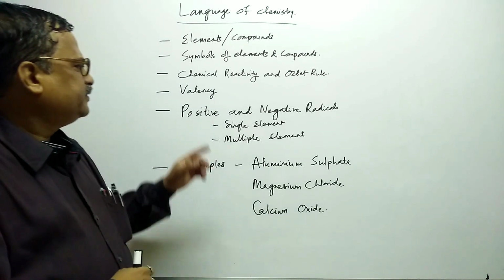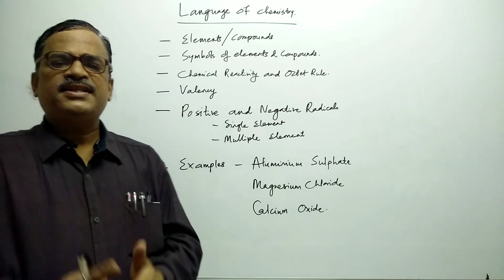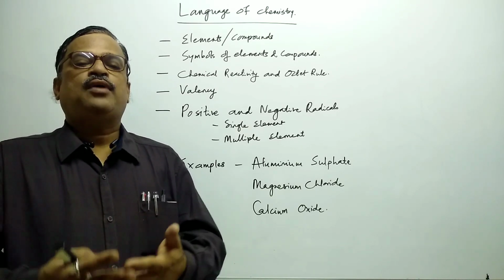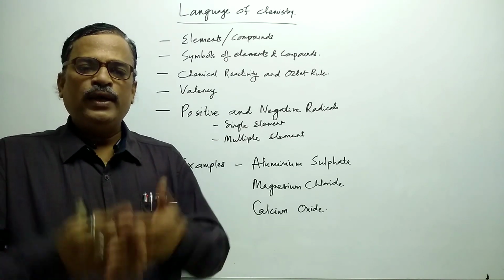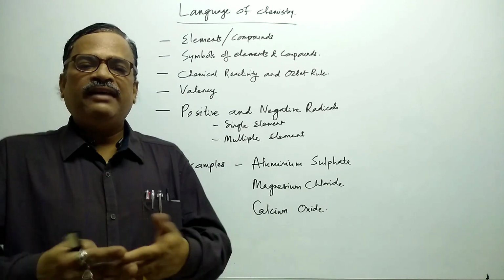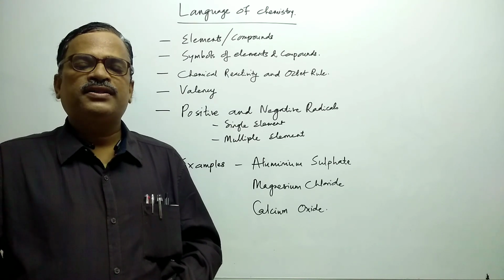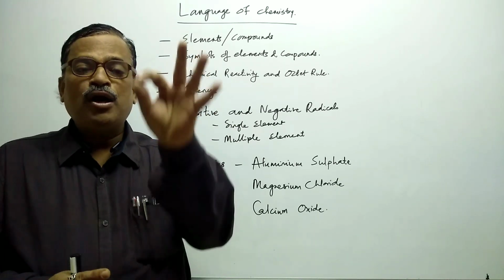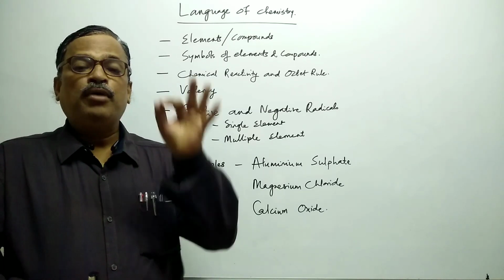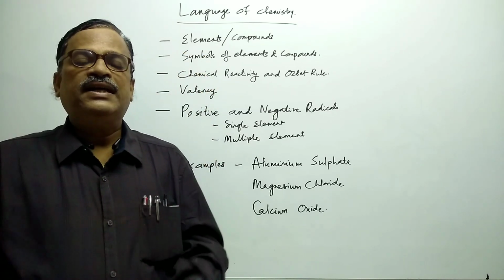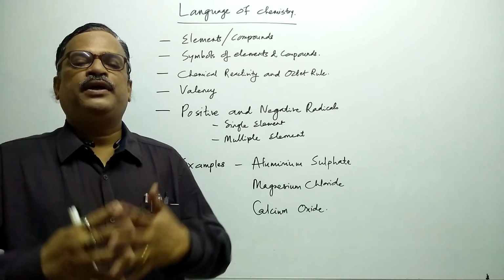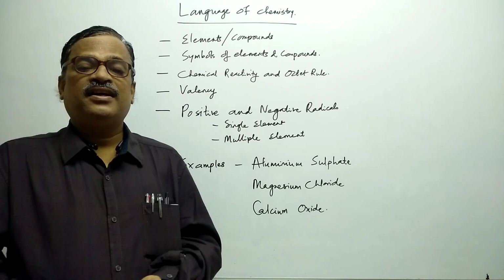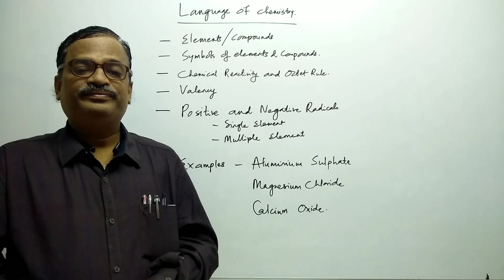Let us come to the next topic, valency. Just now, as I said, the elements try to complete 8 electrons in their outermost shell. Doing so, the elements are going to give electrons, take electrons, or share electrons. And valency is the number of those electrons which are given, taken, or shared by that particular element. That is known as valency. Valency is a positive number.